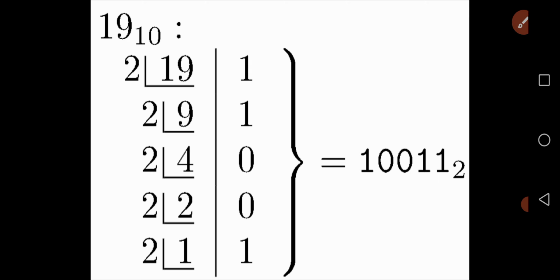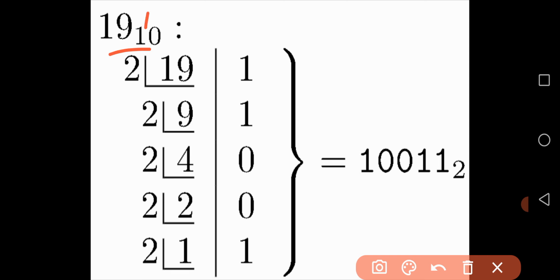So let's say you have a number given here, 19. This is your number 19, and in the subscript it's written 10. It means this is a decimal number system which has a base of 10 and the number is 19, and you want to convert this number 19 to the equivalent binary number. So how do you do that?